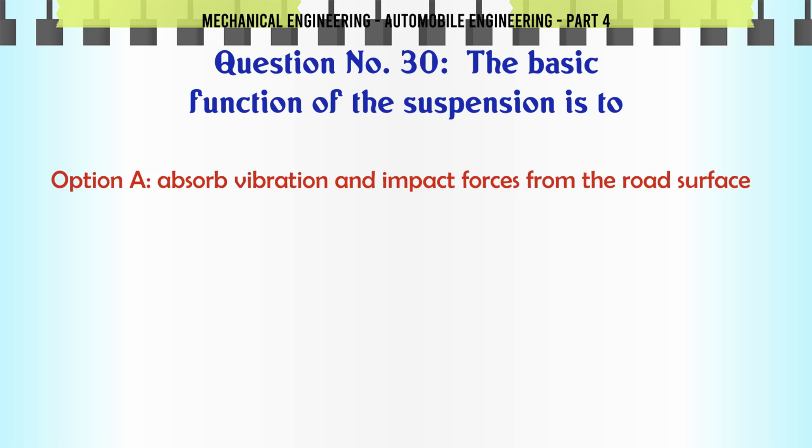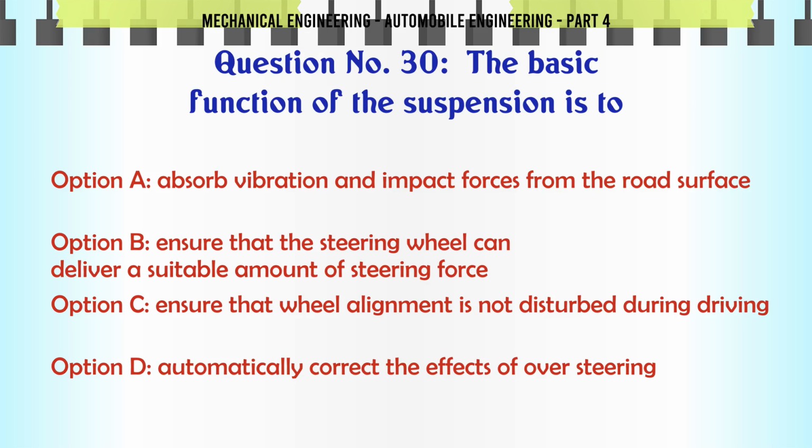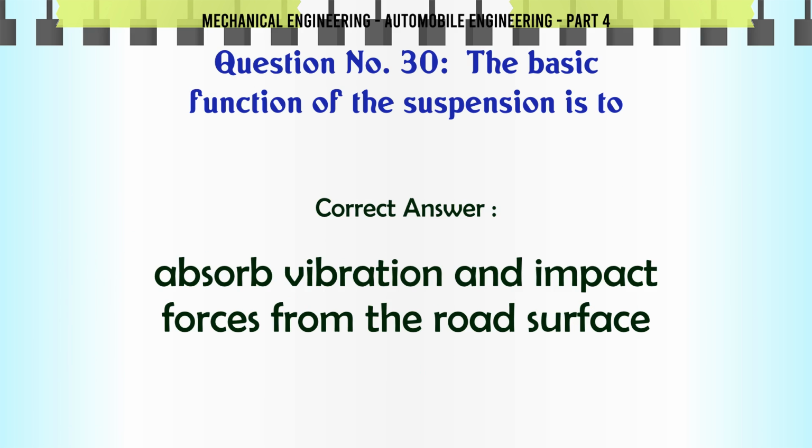The basic function of the suspension is to: A. Absorb vibration and impact forces from the road surface, B. Ensure that the steering wheel can deliver a suitable amount of steering force, C. Ensure that wheel alignment is not disturbed during driving, D. Automatically correct the effects of oversteering. The correct answer is absorb vibration and impact forces from the road surface.